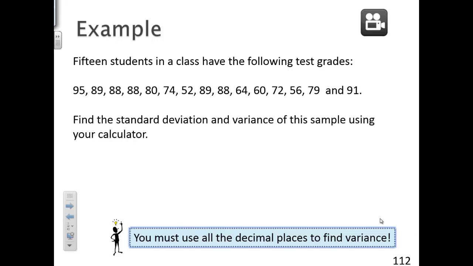The very first thing we want to do is take this list of data and store it in L1. Then we're going to run a one variable stats just like we have in the past. And we're going to run that for L1 only. Once we do that, we're going to be looking for the symbol capital SX. That is our standard deviation. So let's go look at our calculator.